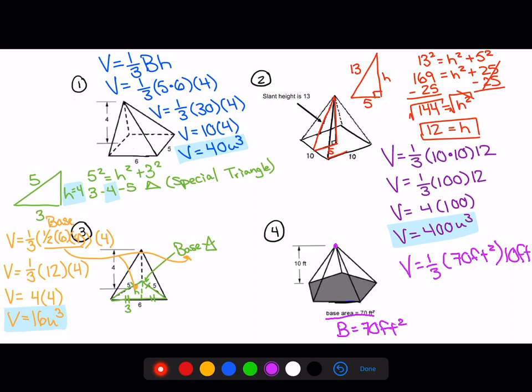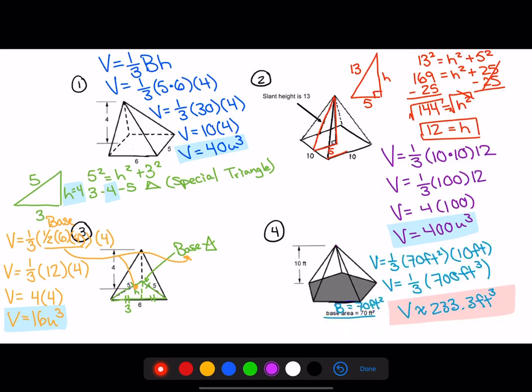Now, from here, we can go ahead and do this math. We get 700 over 3 feet cubed when we multiply all that out. And if I were to round it, it'd be 233.3 feet cubed. Now, again, the homework will tell you whether to round it or not. You're not going to leave your answers as fractions, so just be wary that you're going to be writing these as decimals, or you're going to be writing them as whole numbers. You're not going to be writing them as fractions. So our volume of this pyramid here for number 4 is 233.3 feet cubed.